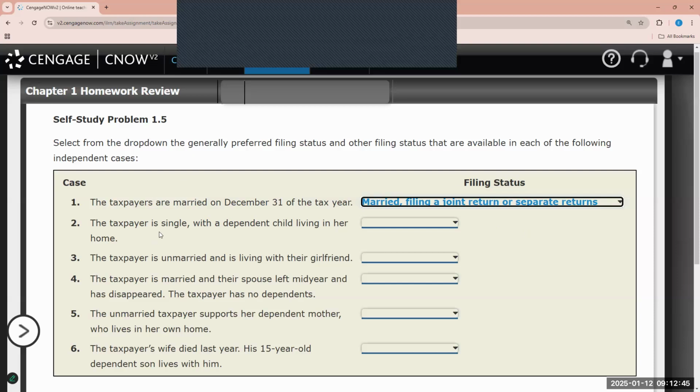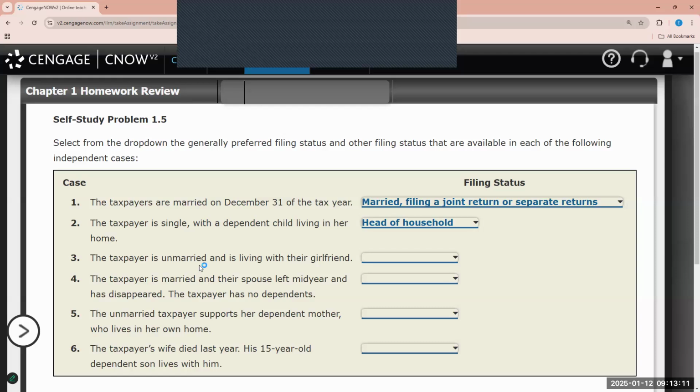Next, we see the taxpayer is single with a dependent child living in her home. So based on this fact pattern, this would be head of household. Obviously, there are some rules. The child needed to have lived in the home for more than 1/2 of the year, but based on the fact pattern, we are assuming that such is the case. Therefore, this single taxpayer with the dependent child would be head of household.